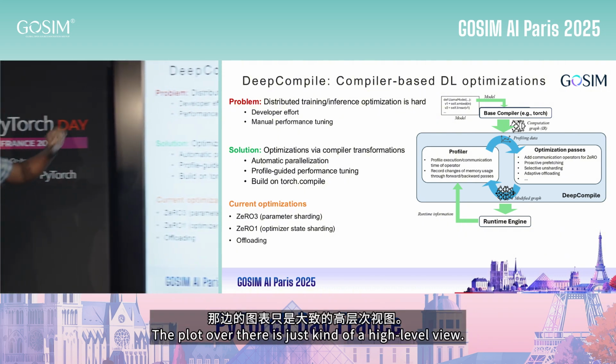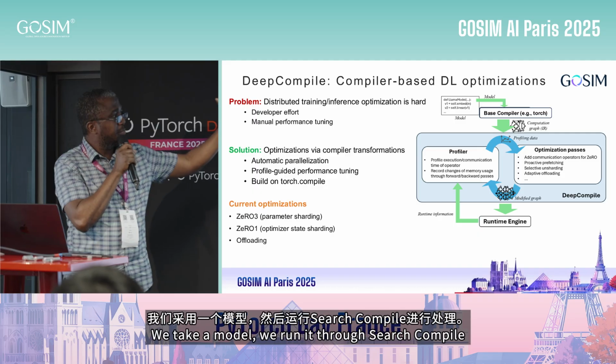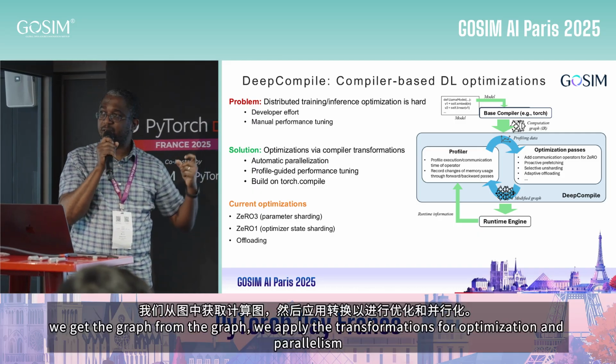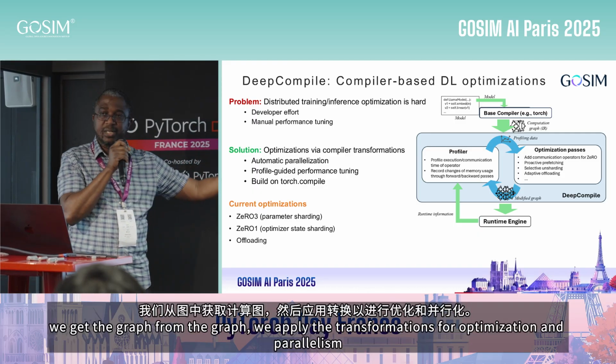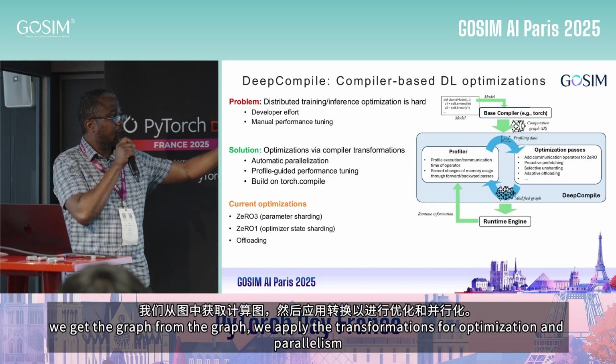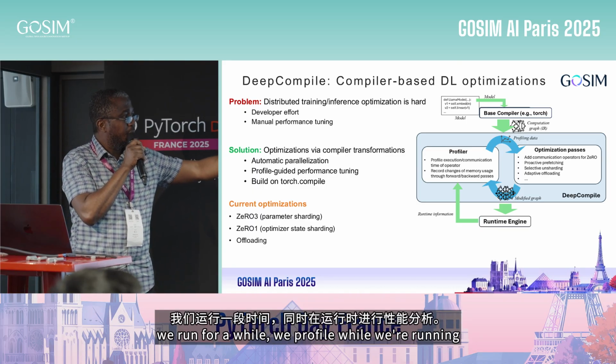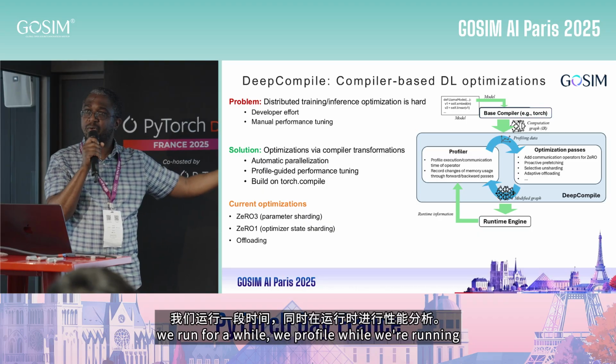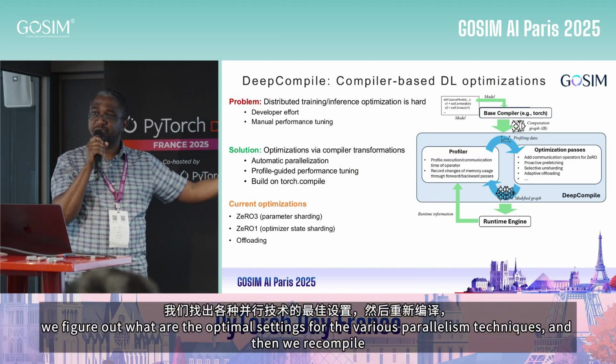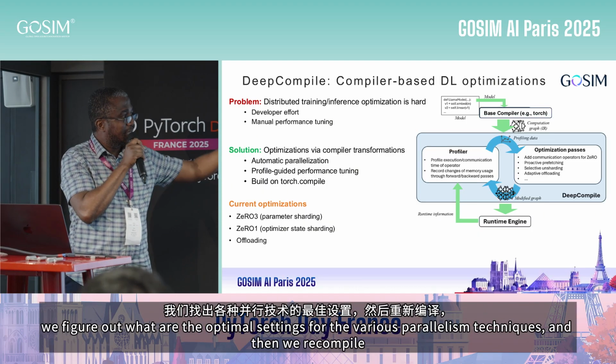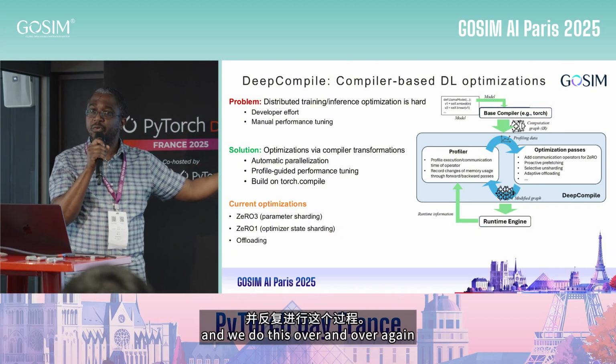The plot over there is just kind of a high-level view. We take a model, we run it through Torch Compile, we get the graph. From the graph, we apply the transformations for optimization and parallelism. We run for a while, we profile while we're running, we figure out what are the optimal settings for the various parallelism techniques, and then we recompile, and we do this over and over again.